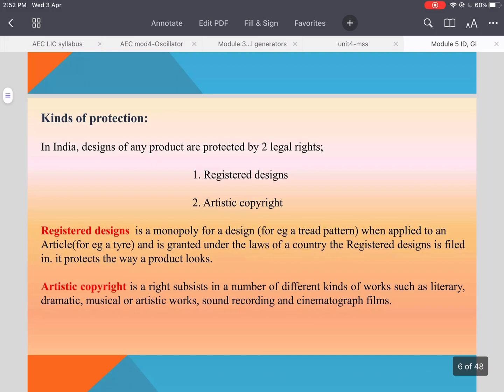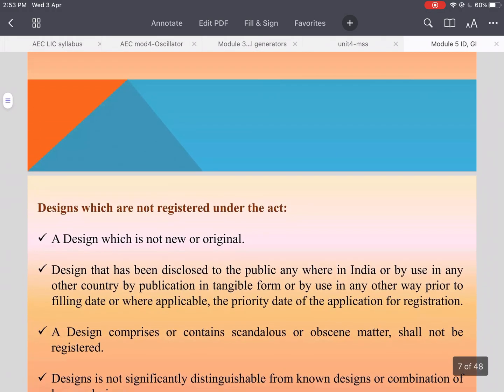So there are two basic types of design protection. One is the registered design, the other one is artistic copyright. A registered design gives you a monopoly over a design, which is granted when applied for under the law of the country. Artistic copyright subsists in a number of different kinds of works: literature, drama, music, artistic work, sounds, etc., much similar to a copyright.